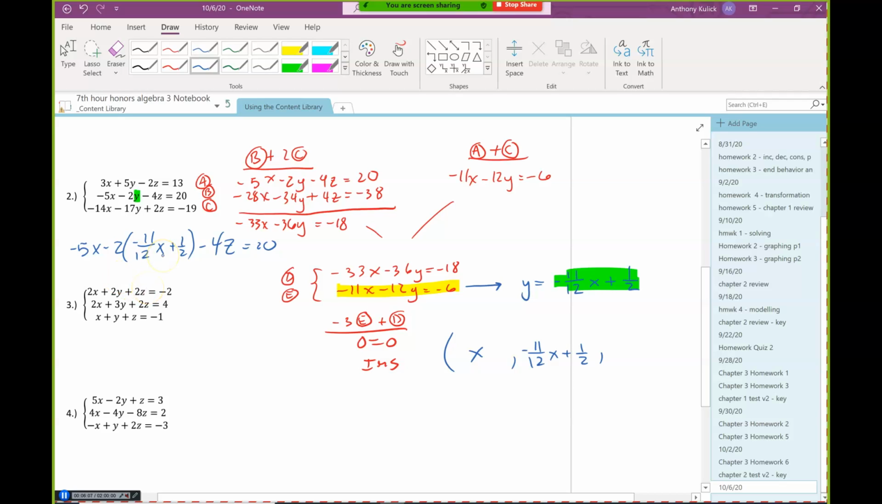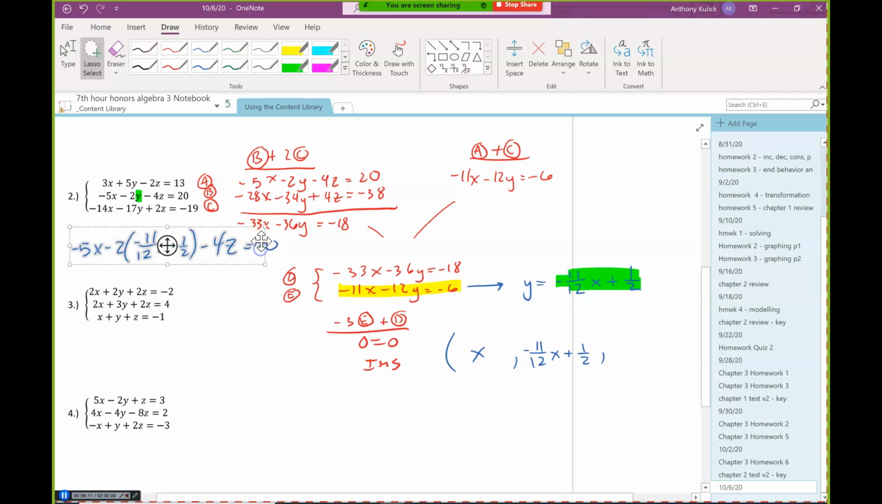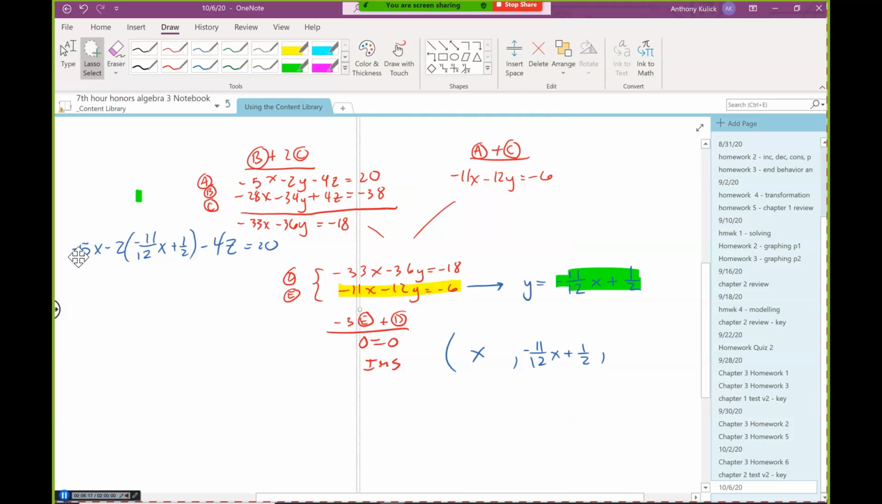I think I probably should have written that somewhere else because I need more space than what I have there. Oops. Oh my goodness.